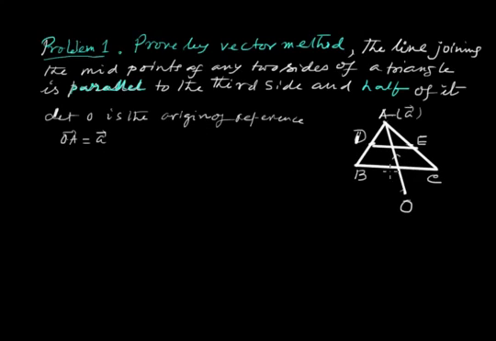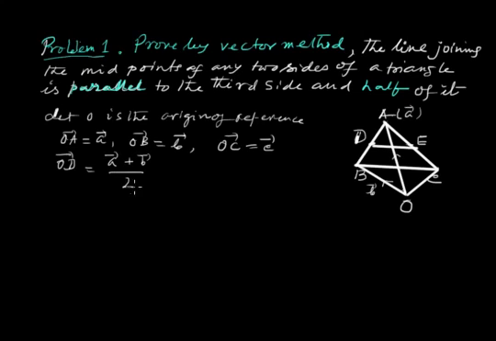Now we join B to O and we define a vector B. So OB is equal to vector B. Join O to C and we define OC equal to vector C. Now we have taken D as the midpoint of AB. So we can write vector OD is equal to (A plus B) by 2.